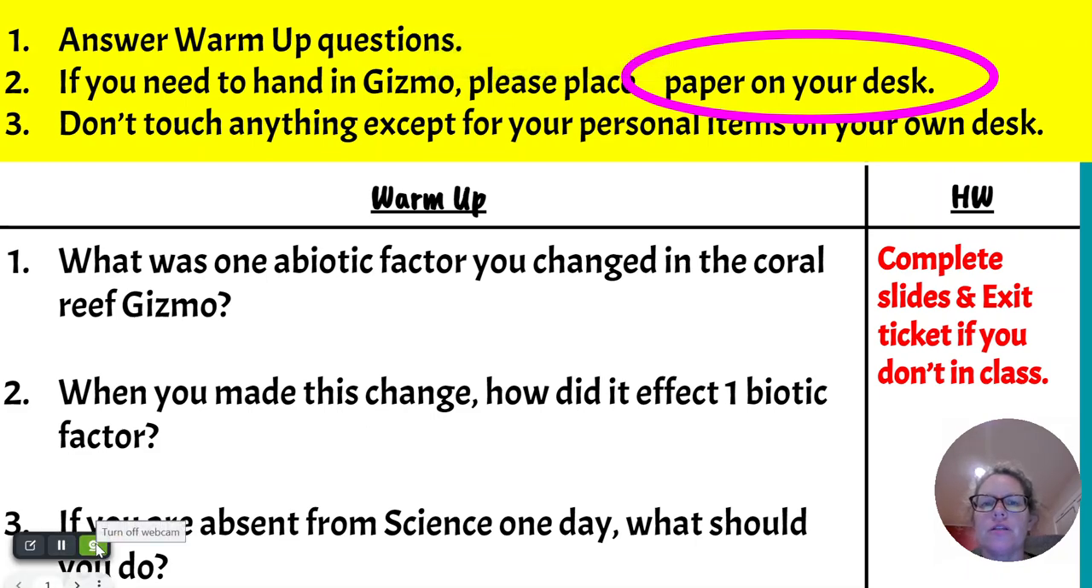This is Beneath the Surface, day 5. So we're going to talk about how we're going to do some water testing.